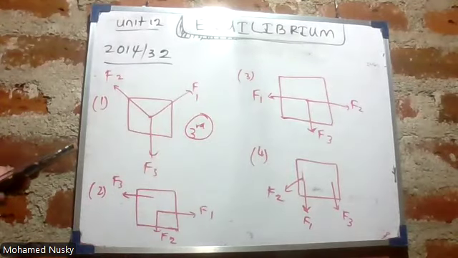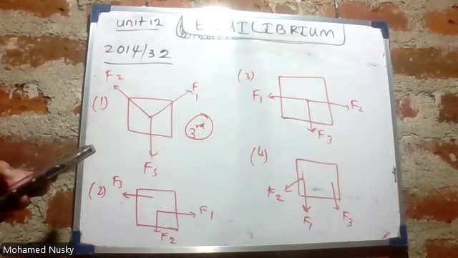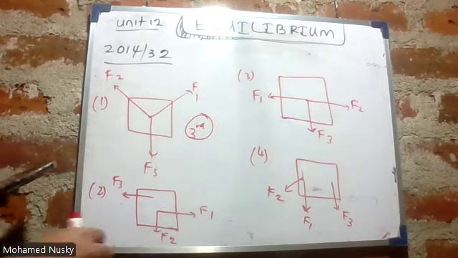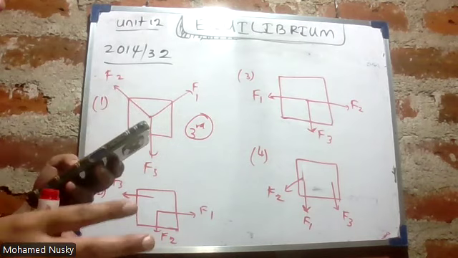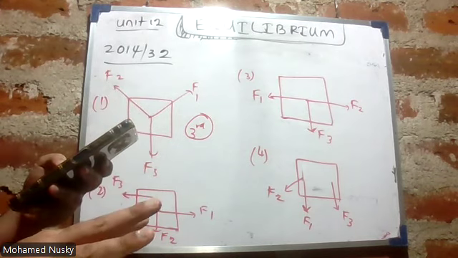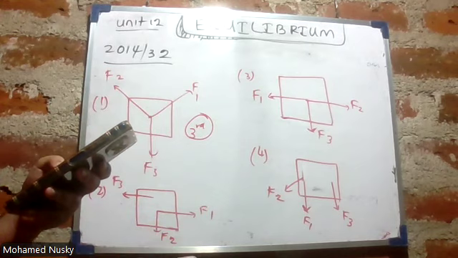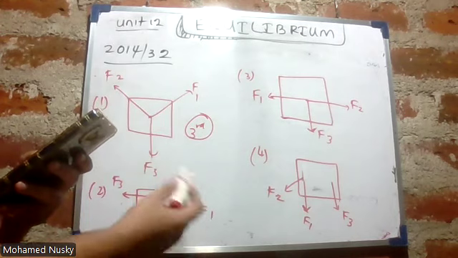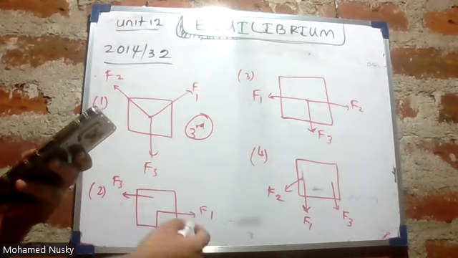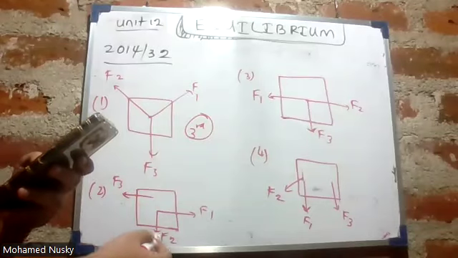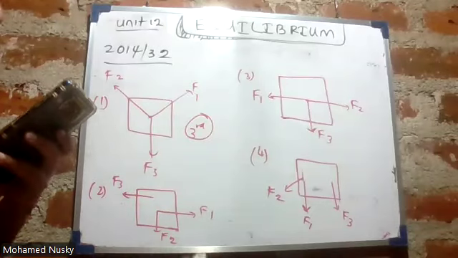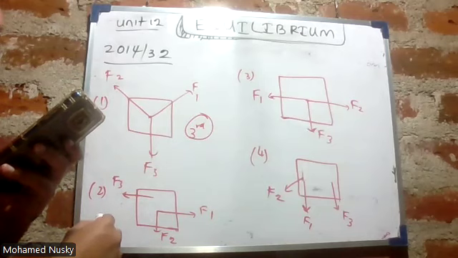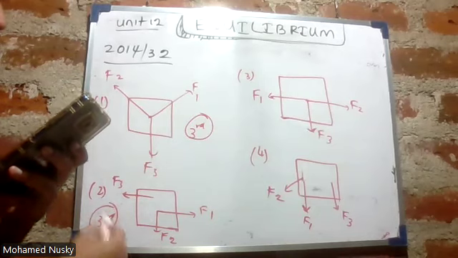In the second one, three forces. Are they in the same plane? Yes. Are they parallel to each other? No. Now, what is the second category? Equilibrium under three coplanar parallel forces. No. Here, all the forces are coplanar, on the same plane, but they are not parallel to each other. F1 is parallel to F3, but F2 is not parallel to F1 or F3. Therefore, this will be discussed under the third category.